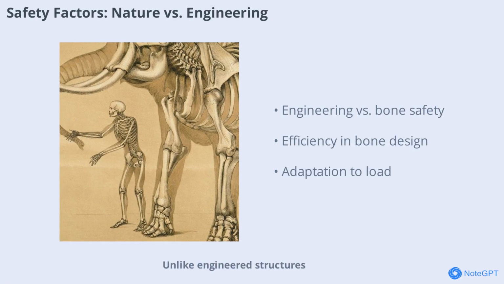Like engineered structures, which often have high safety factors for critical applications, bones are designed with efficiency in mind. For example, reactor vessels or airplane wings might have safety factors much higher than those found in bone. Natural selection has shaped bones to balance strength, weight, and metabolic cost. Some bones, like the skull, have higher safety factors to protect against rare but severe impacts, while limb bones are optimized for frequent, less extreme load. This adaptation ensures survival while maintaining agility and energy efficiency.